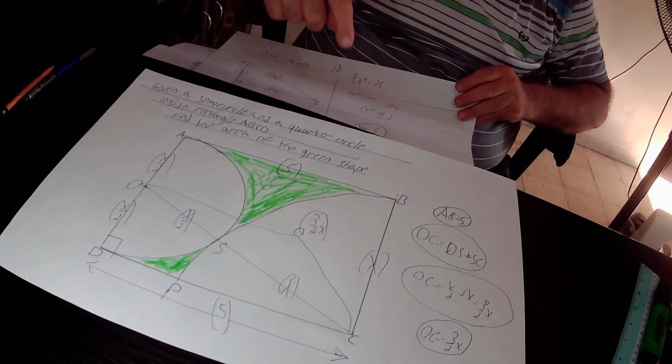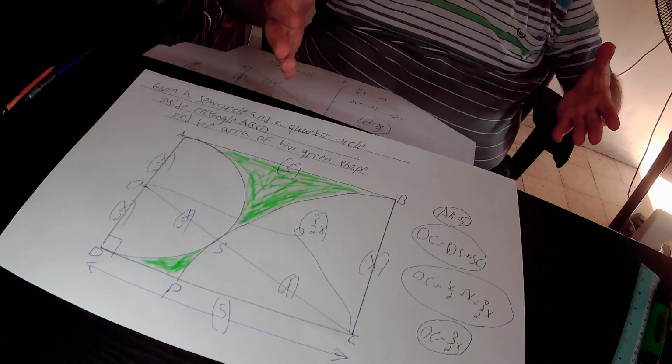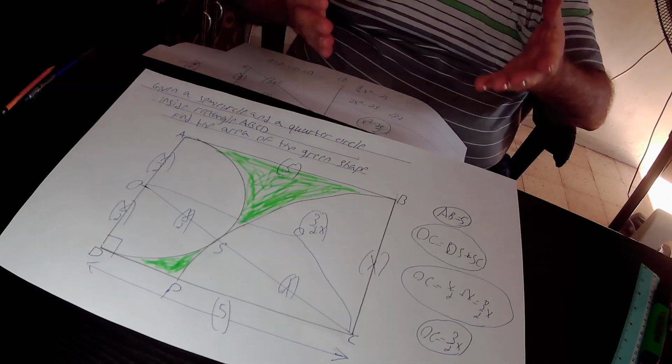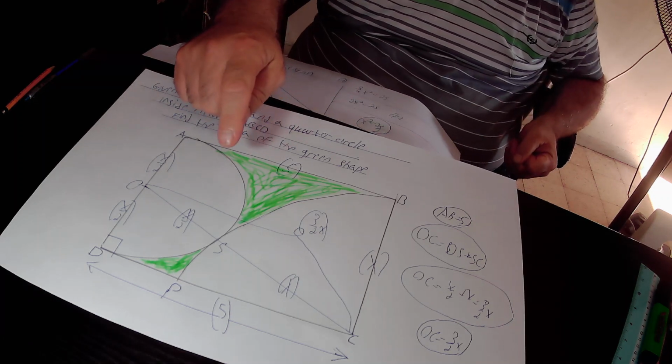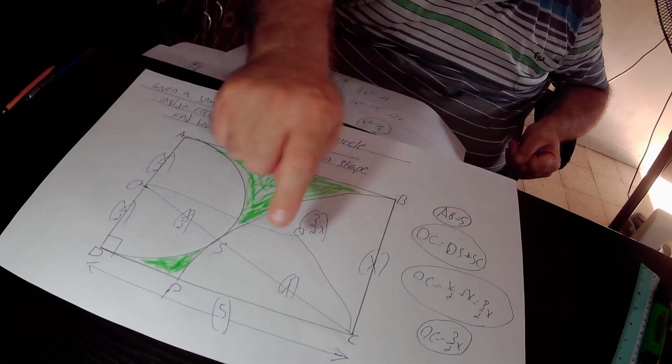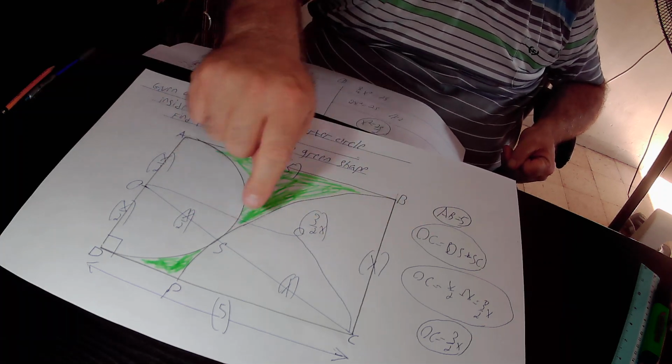Our mission is to find out the area of this green shape. So what is the area of the green shape? From the drawing it is very easy to see that the area of this green shape equals the area of rectangle ABCD minus the area of the semicircle minus the area of the quarter circle.